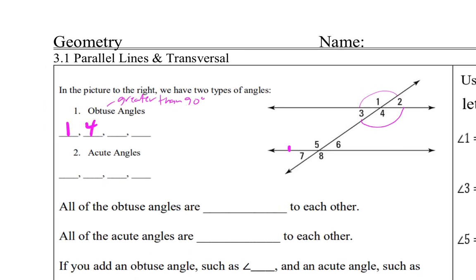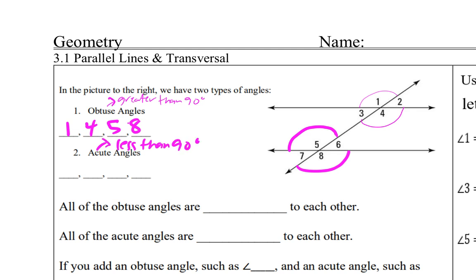And then five also, and six is small, seven is small, eight is big, right? So we can just put one arc for each of those. So one, four, five, and eight. Those are all obtuse. If obtuse is greater than 90, then acute is less than 90 degrees.